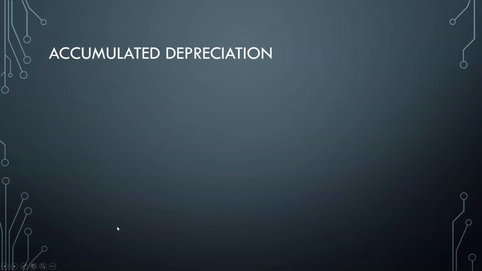Now let's look at accumulated depreciation. Accumulated depreciation is a new type of account that you haven't heard of before. It's a contra asset account. Remember, cash, equipment, accounts receivable, those are all asset accounts. Well, this is a contra asset account. Contra means opposite, so it's opposite of an asset account.